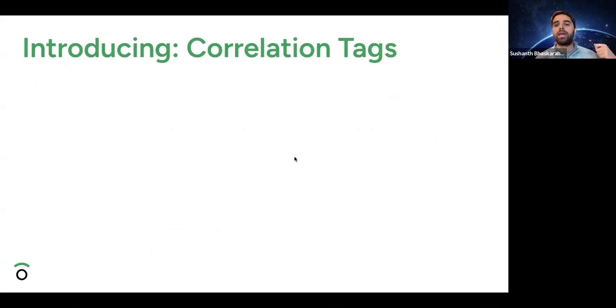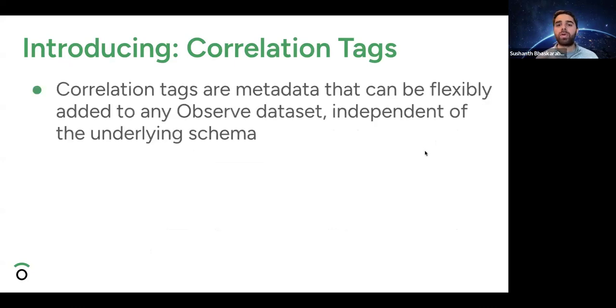Correlation tags is one of our newest features that will enable you to more easily connect data within Observe. So correlation tags are metadata that can be flexibly added on top of any Observe data set, regardless of the underlying schema.